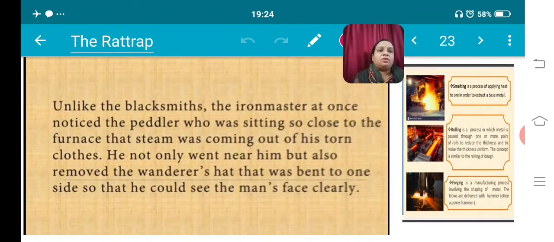Here in these photographs, you can see the scene of smelting, rolling, and forging. So, unlike the blacksmiths, the iron master at once noticed the peddler was sitting so close to the furnace that steam was coming out of his torn clothes, as he was stuck in the jungle and it was the month of December. He not only went near him but also removed the wanderer's hat that was bent on one side so that he could see the man's face clearly.